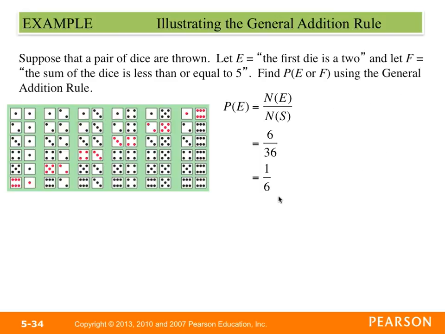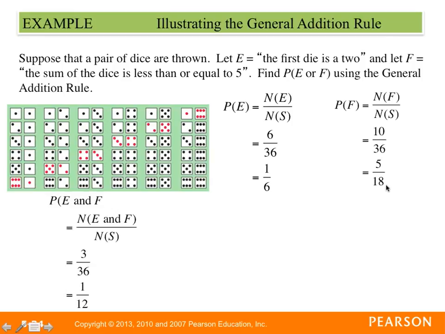Now the probability of F, meaning that we're finding the probability that the sum of the dice is less than or equal to 5. If we look at it, we have this observation here, this one, this one, this one, and then this diagonal, 1, 2, and 3 more. So we get a total of 10. It really is just this little corner here, out of our 36, which reduces to 5 over 18.